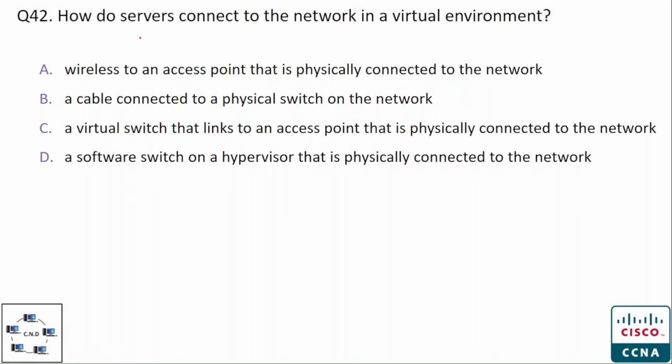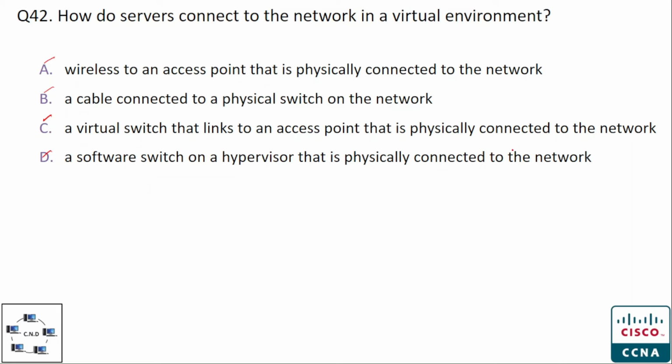Question number 42. How do servers connect to the network in a virtual environment? The options are: option A, wireless to an access point that is physically connected to the network. Option B, a cable connected to a physical switch on the network. Option C, a virtual switch that links to an access point that is physically connected to the network. And option D, a software switch on a hypervisor that is physically connected to the network.